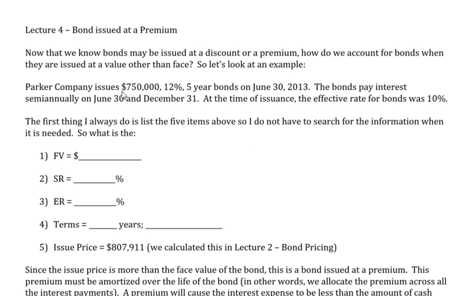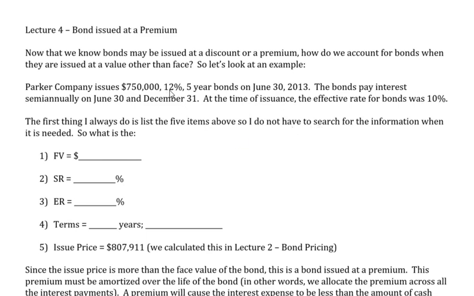So Parker Company issues 750,000 12% 5-year bonds on June 30th, 2013. Again, these are older examples, but it's still applicable today. The bonds pay interest semi-annually on June 30th and December 31st. At the time of issuance, the effective rate of the bonds was 10%.